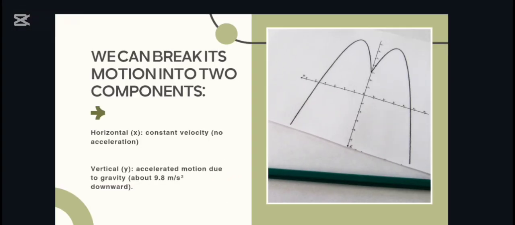With this parabola, we can break its motion into two components. That is the horizontal, that is the constant velocity, the one that has no acceleration, and the vertical, accelerated motion due to gravity. The two happen at the same time. That's what makes projectile motion special.